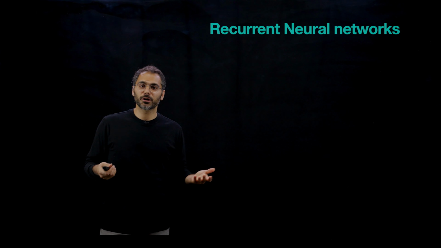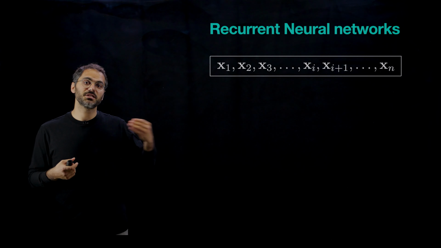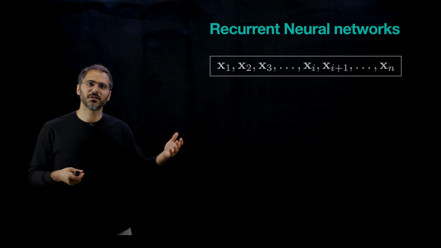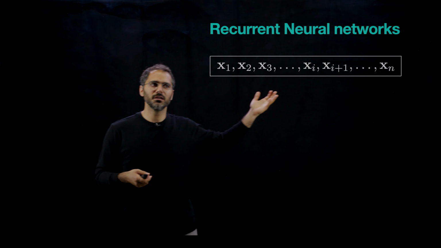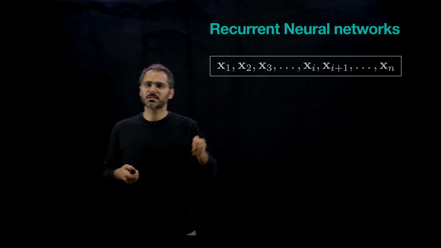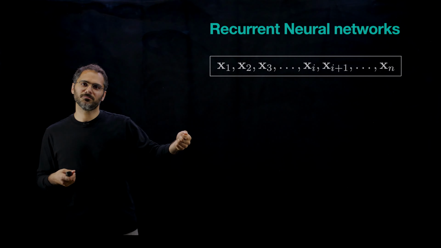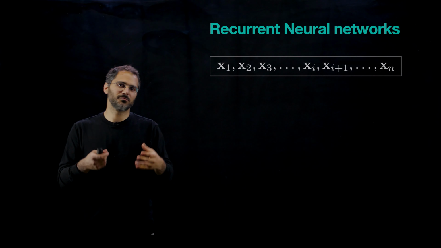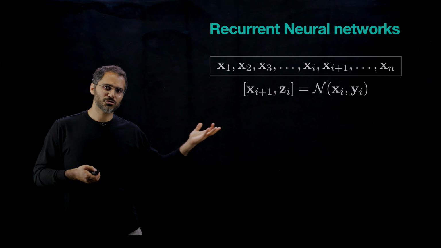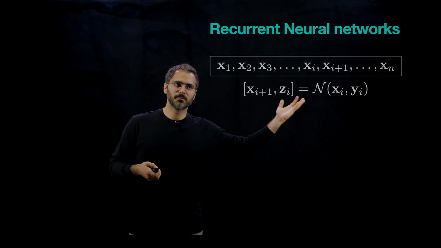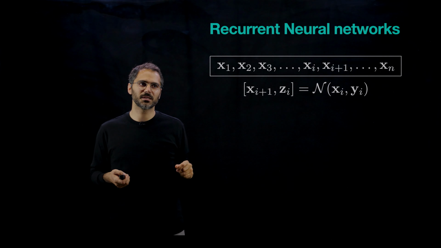Now, recurrent neural networks are also neural networks that deal with series or sequential data, where you have, for example, time-dependent data given by x1, x2, x3, up to xn. In this time-dependent data, you know that any time step will depend on the previous time step. Then you construct a neural network that takes an input xi and returns xi+1, the next time step.